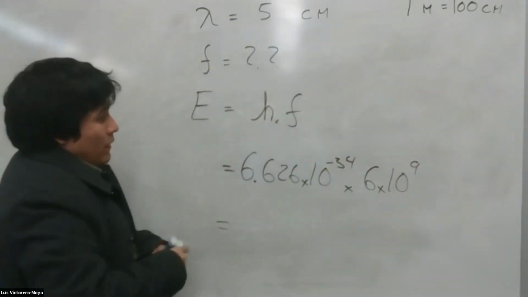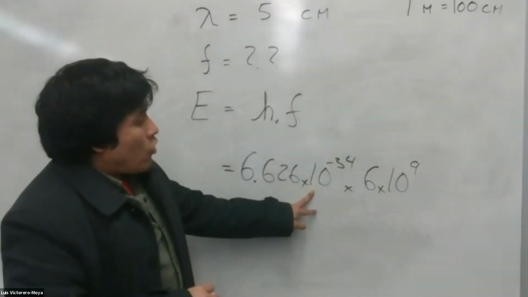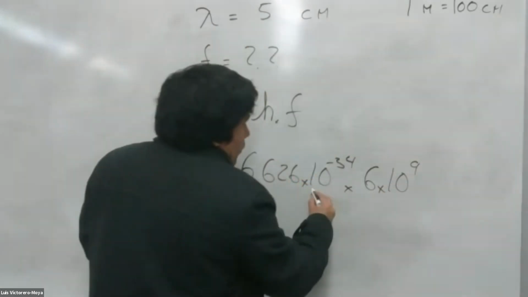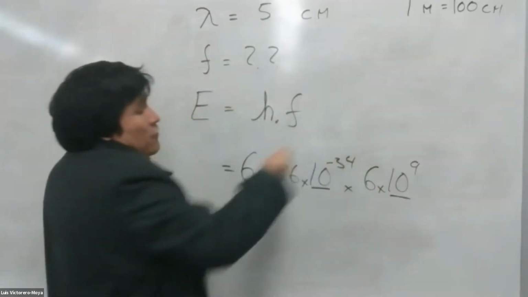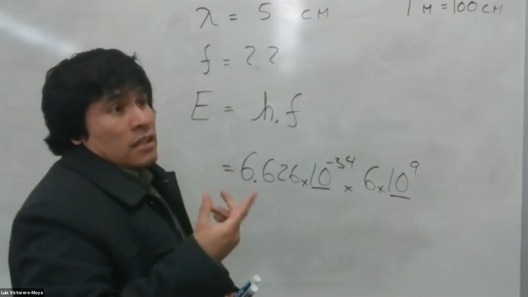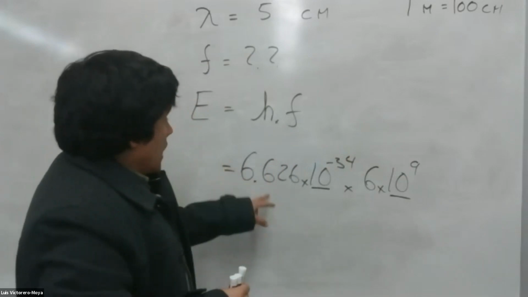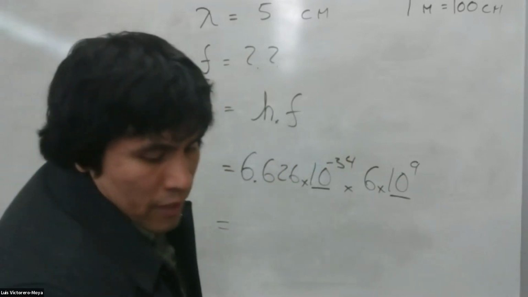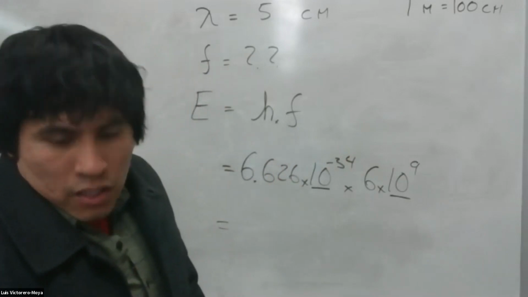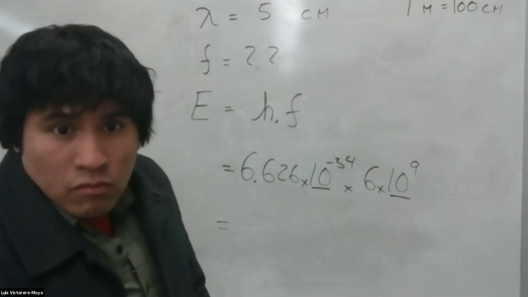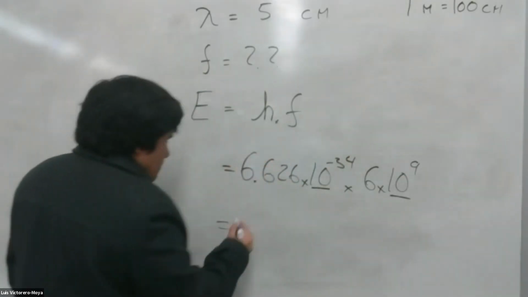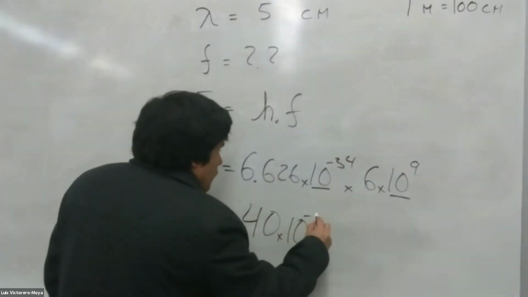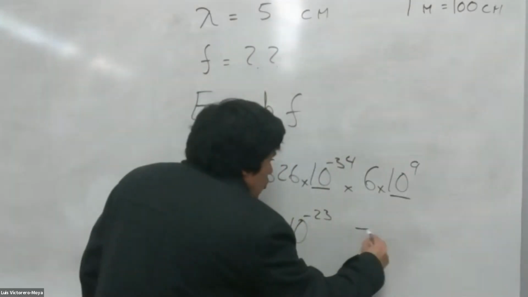Okay, now we're doing multiplication. 10 to the negative 34 times 10 to the 9, you add the exponents in this case. Negative 34 plus 9 is negative 23. And 6.626 times 6, well, in that case, you have to use a calculator, right? I get almost 40. So 40 times 10 to the negative 23, what? Joules.